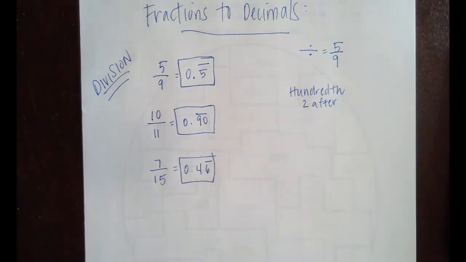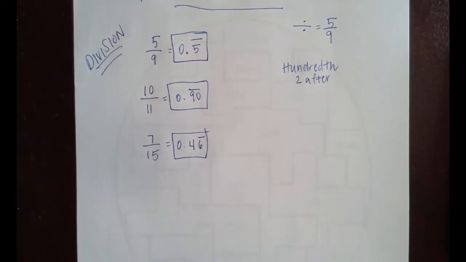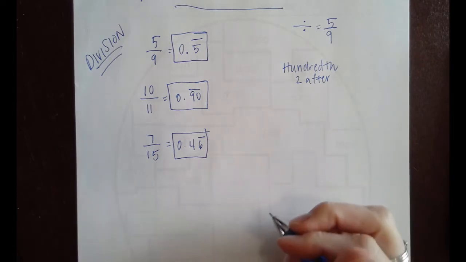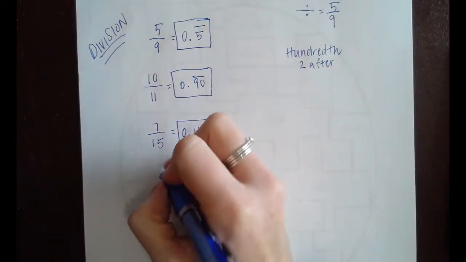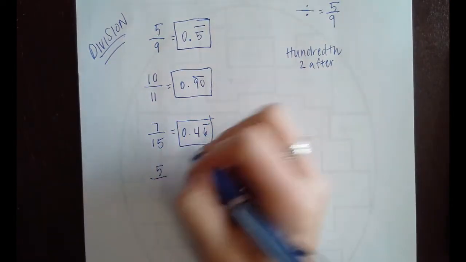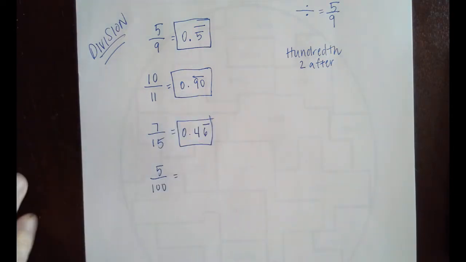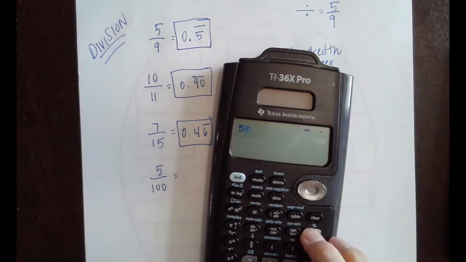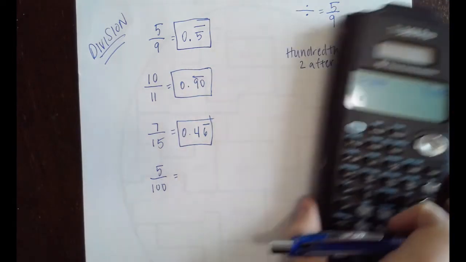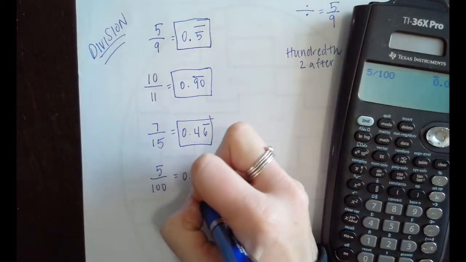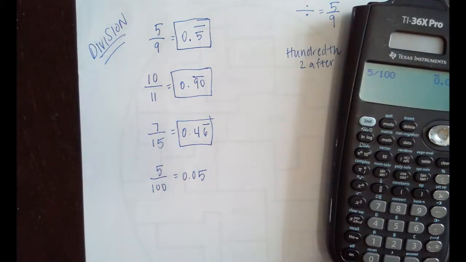Okay, let's see if I can get some not repeating decimals going. If I had 5 divided by 100, okay, so that'll be 5 divided by 100, which is 0.05. So this is a terminating decimal because it ends. That's my answer.